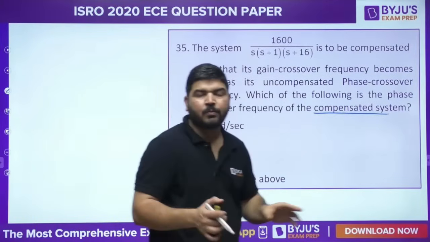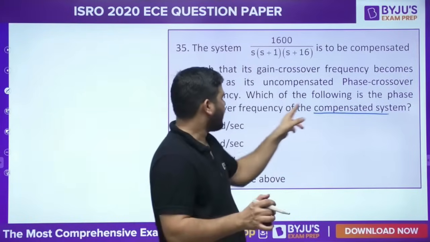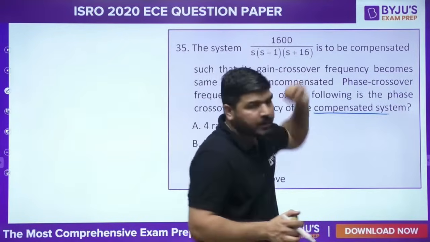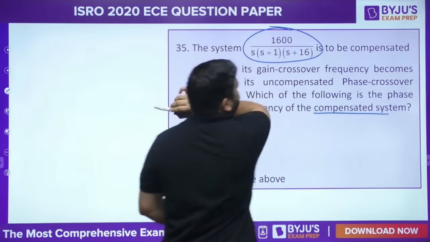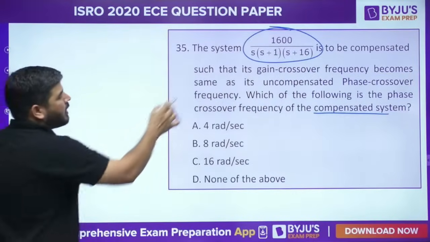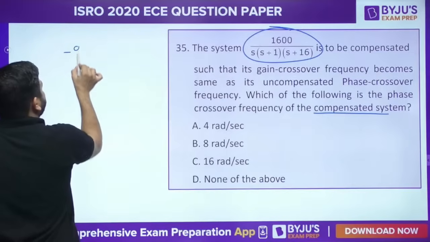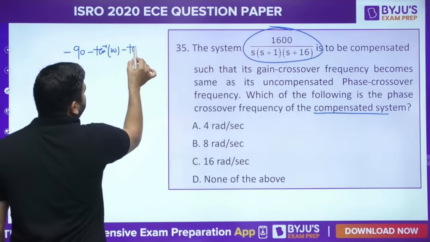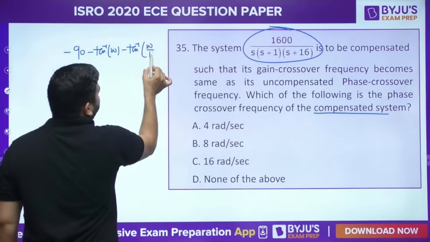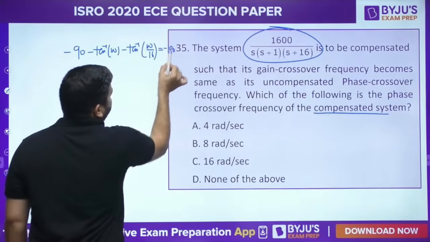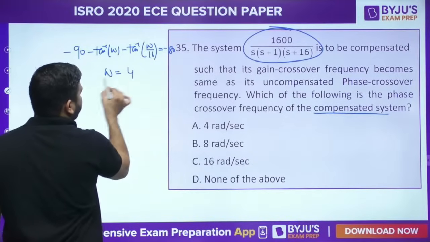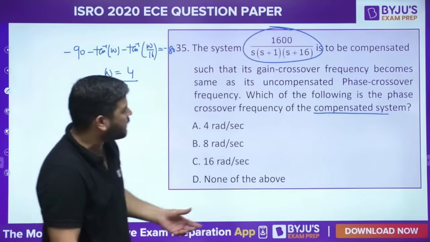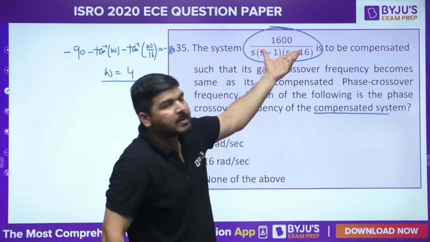For a compensated system, we can't calculate the phase crossover frequency. For an uncompensated system, we can. If you want to calculate the phase crossover for the uncompensated system, calculate the phase of this function: minus 90 minus tan inverse omega minus tan inverse of omega by 16, and put it equal to minus 180. So you'll get omega as 4. At omega equal to 4, this condition is satisfied, so at omega equal to 4, you will get the phase crossover for the uncompensated system.